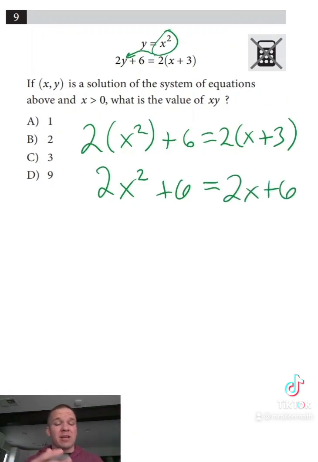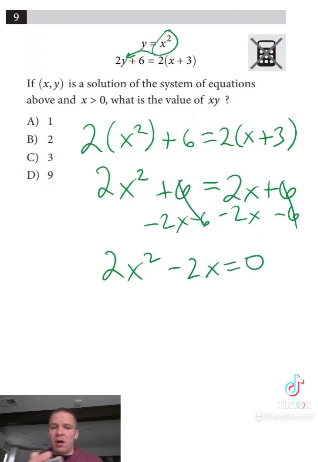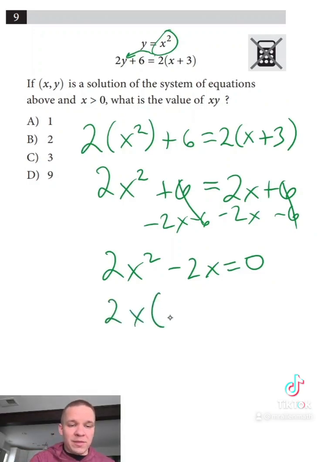Now I'm dealing with a quadratic equation here, so I need to set it equal to 0 in order to solve. So I'm going to subtract the 2x from both sides and subtract the 6 as well. So now I'm going to have those cancel out, and I'm left with 2x squared minus 2x equals 0. All right, so what do we do here? We're going to use a GCF, greatest common factor. So I've got 2x times (x minus 1) equals 0.